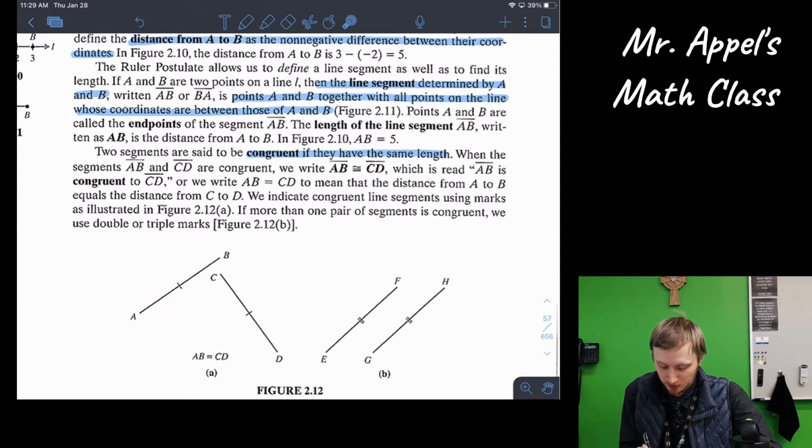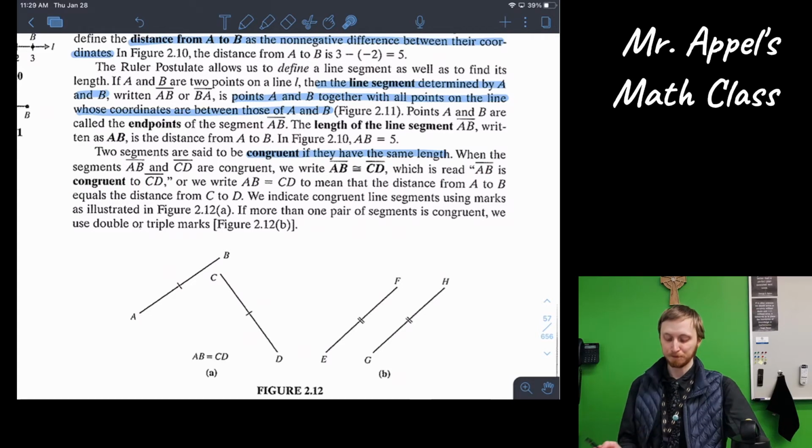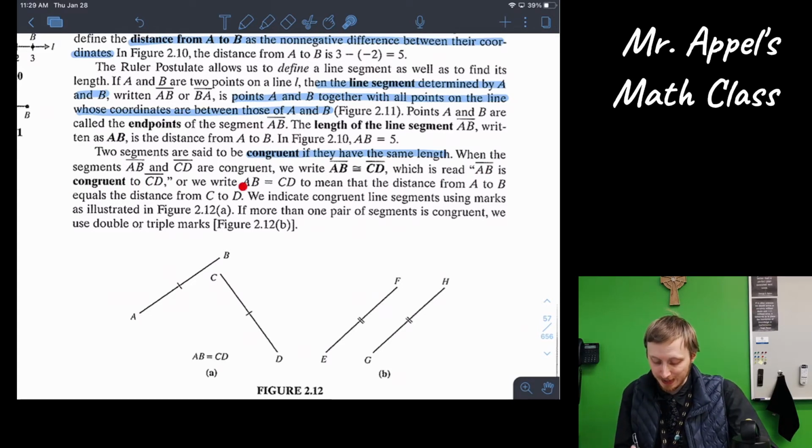When the segment AB and segment CD are congruent, we write segment AB is congruent to segment CD, which is read, as I just said, AB is congruent to CD. Or we write AB equals CD to mean the distance from A to B equals the distance from C to D. Okay? So this is saying the segments themselves are congruent, the lengths of the segments or the distances between their endpoints are equal because the distance represents a number.